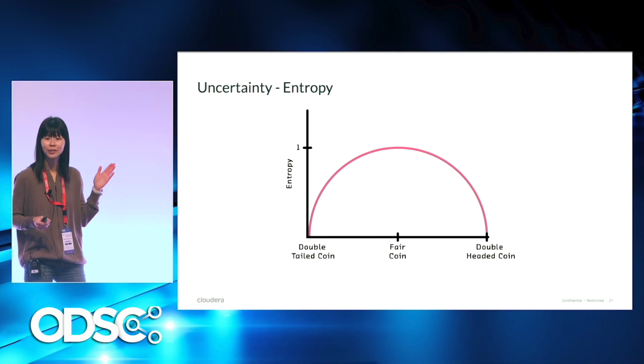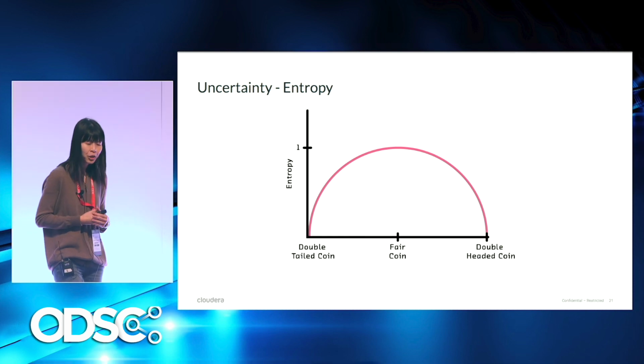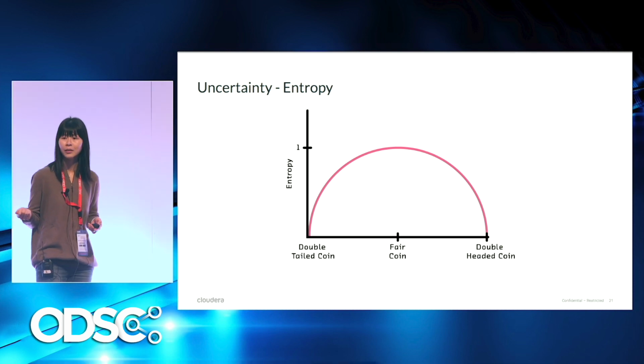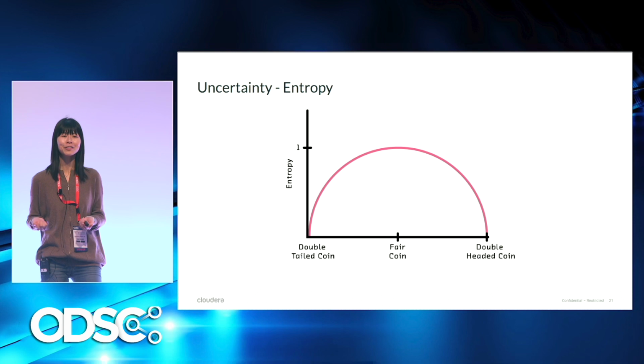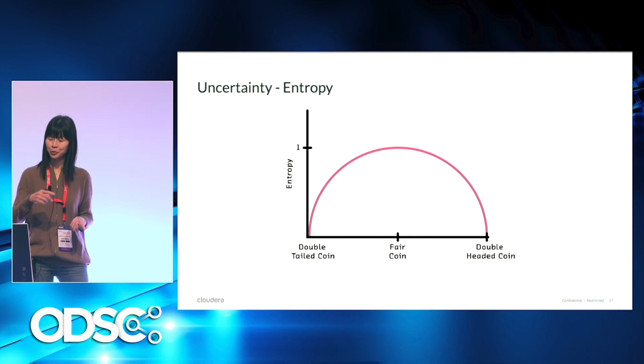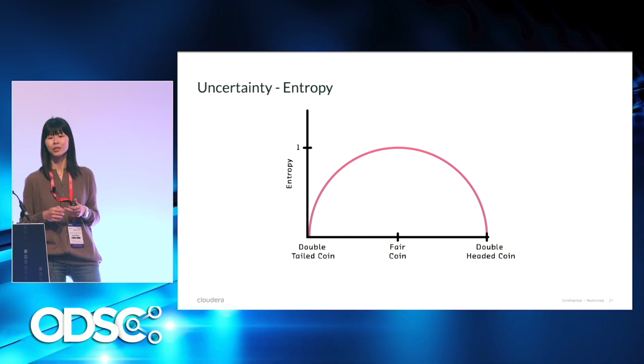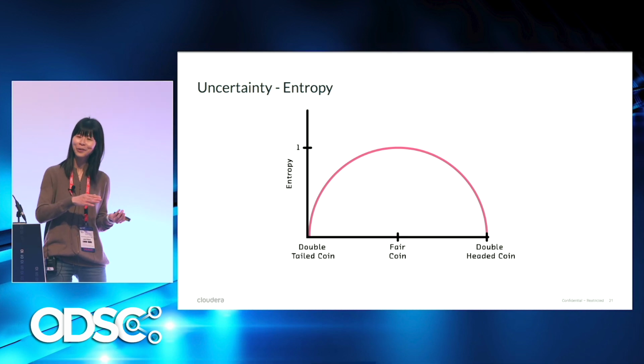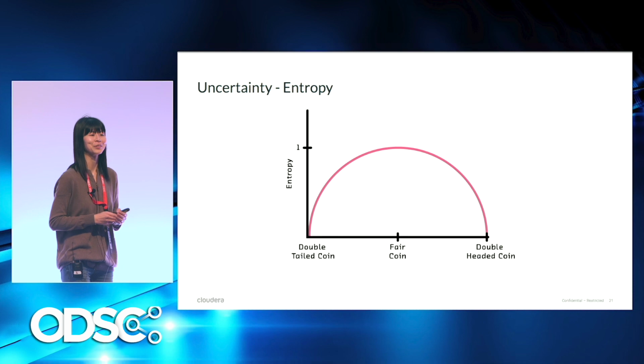The entropy is 1. Now, imagine you're tossing a double-tailed coin. Is there any uncertainty in the event? Not quite, right? Because you know you're going to get a tail. The entropy is 0. If you're tossing a double-headed coin, you're going to get a head, so the entropy is 0.